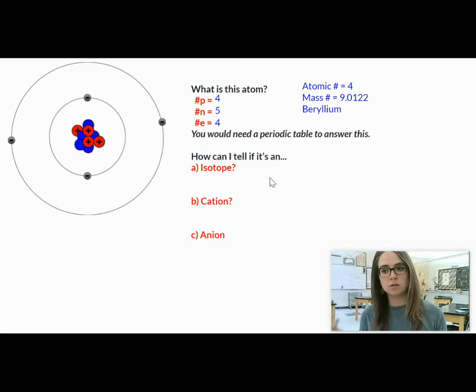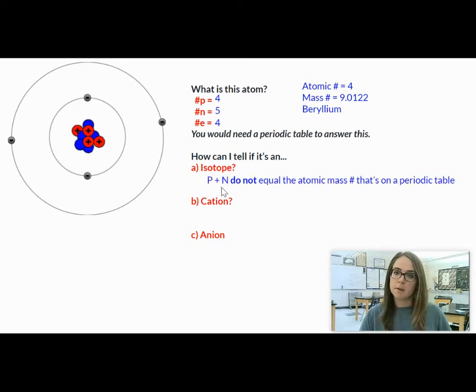Hint, because you don't need a periodic table on the test, I'm not going to ask you specifically about an isotope. But if your protons and neutrons do not equal the atomic mass number that's on a periodic table, then you have an isotope. So again, let's say the neutrons were 4, P plus N would be 8. If the mass number is 9, then I know I have an isotope.